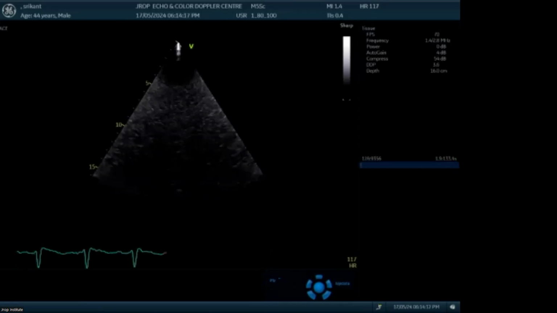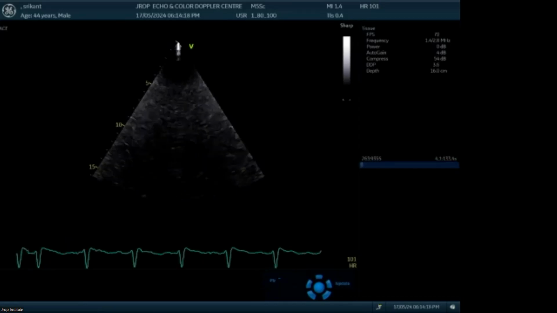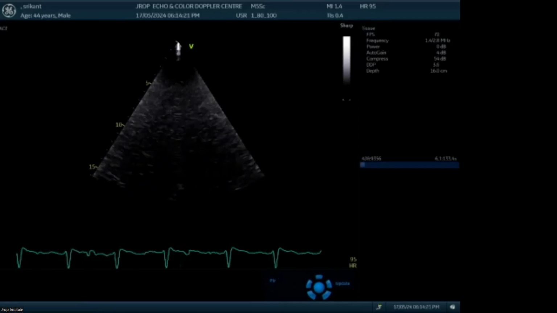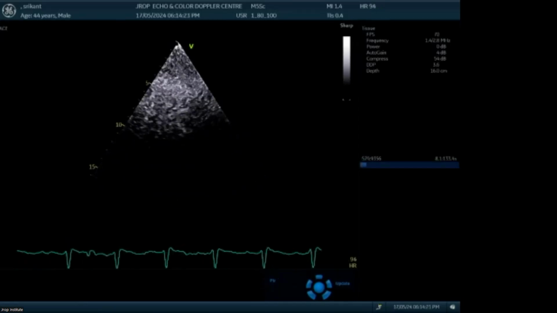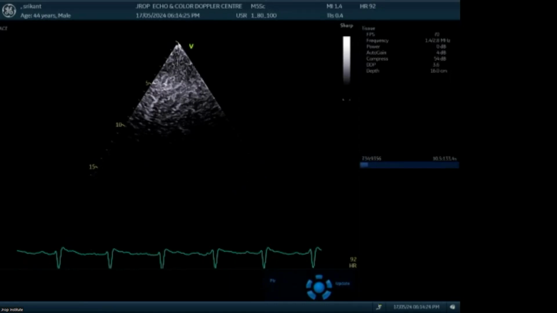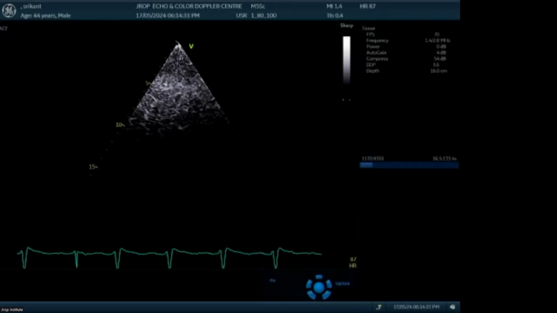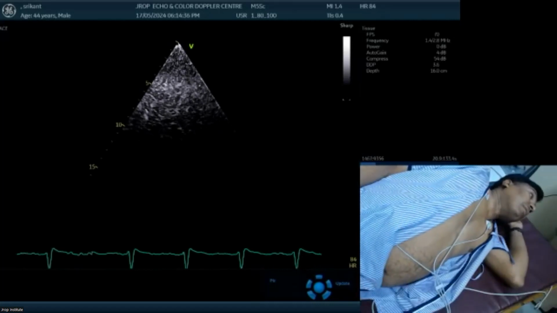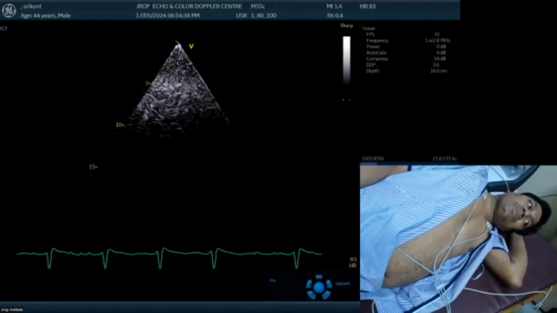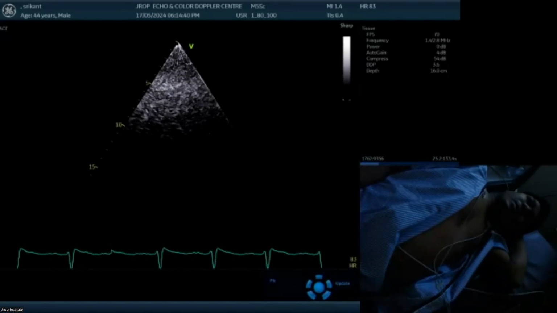So now we see this particular ECG. We have a heart rate of almost 100 beats per minute. And we can see the side of the screen. The second screen is out. Now on the side of the screen, you can look at it very well.